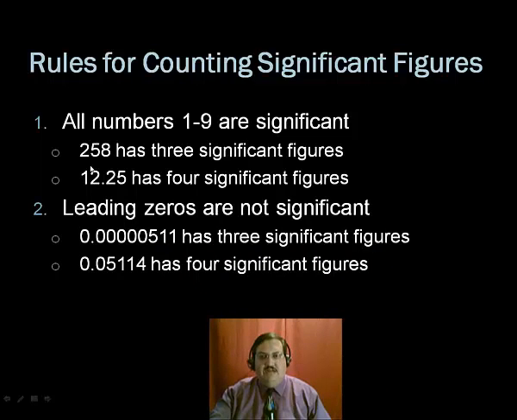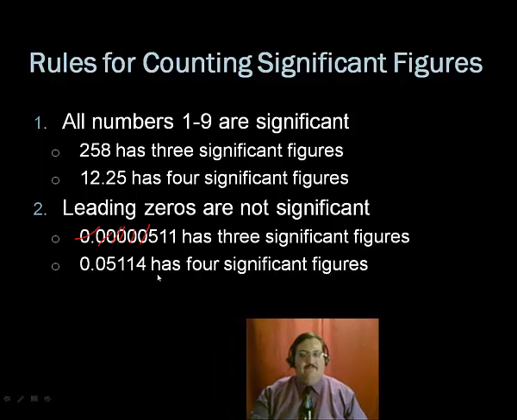Leading zeros are not significant. They are placeholders. So here I would have 0.00000511. All those zeros are just telling us how small this 511 is. So none of those are going to be significant. If I take each one of those out, I am left with 3 figures that are actual measurements. Likewise, in my number 0.05114, I would have 4 significant figures.